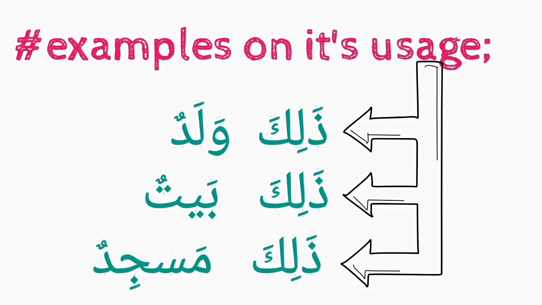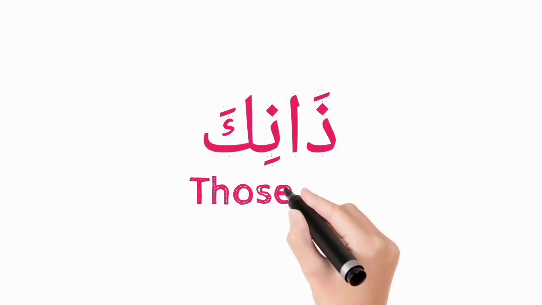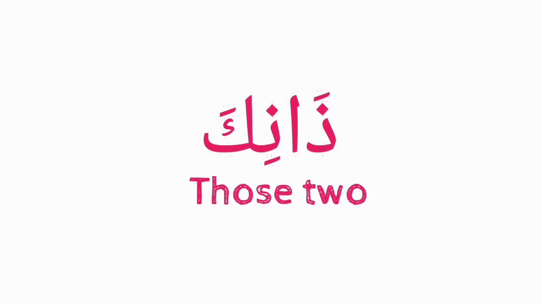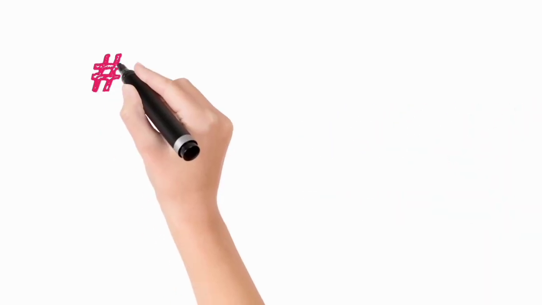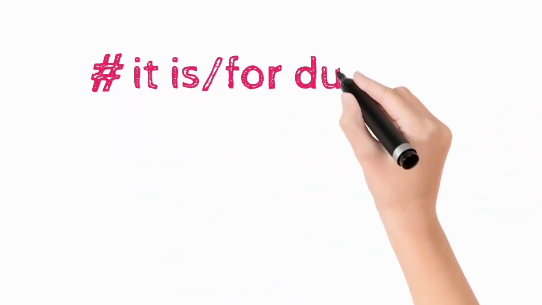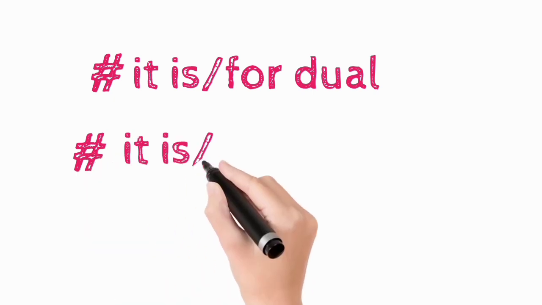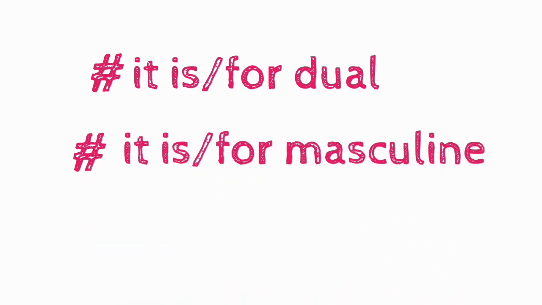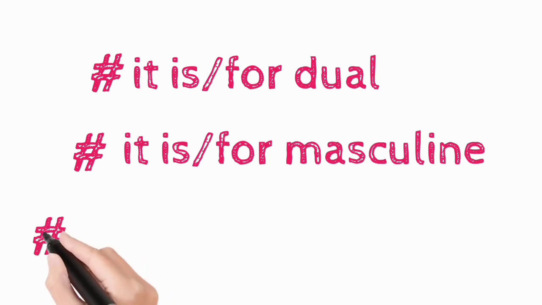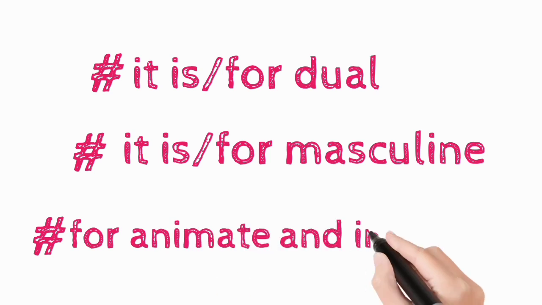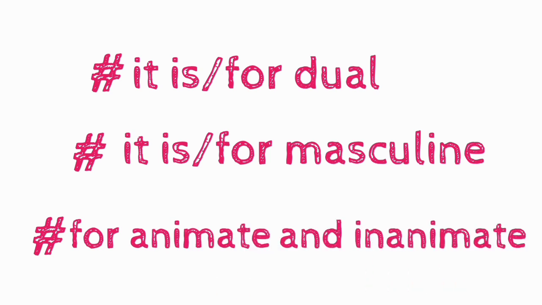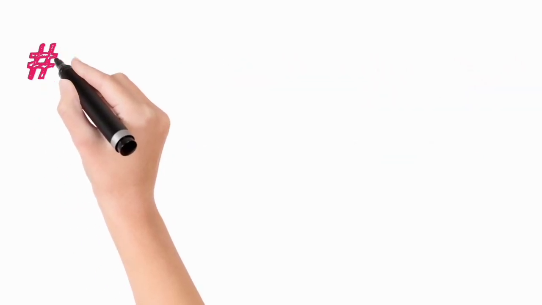When you are pointing to a house, zalika. Zanika is the dual form of zalika. So when you are addressing a number that is up to 2, you make use of zanika, provided that those things you are addressing are dual, which is they are up to 2, and masculine. At the same time it can also be used for things that are animate and inanimate, provided that they fulfill the first and second criteria, which are dual and masculine in nature.